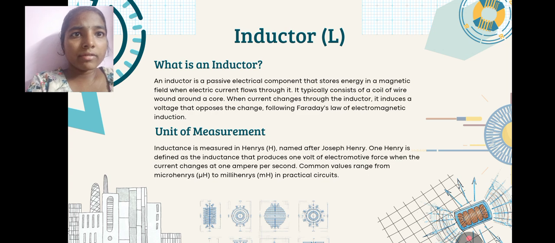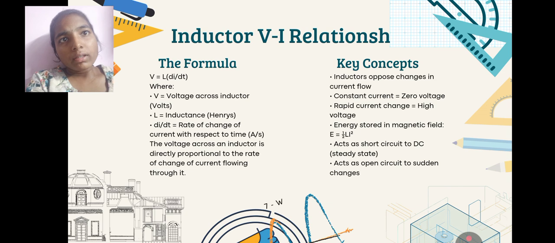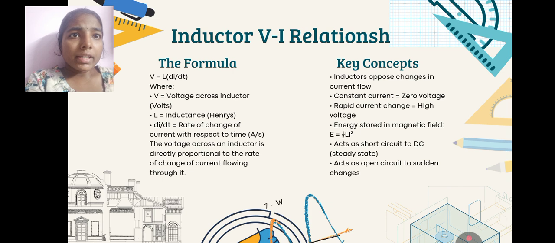1 Henry is defined as the inductance that produces 1 volt of electromotive force when the current changes at 1 ampere per second. Common values range from microhenries to millihenries in practical circuits. What is the VI relationship? The formula is V equals L into di by dt, where V is voltage across the inductor, L is inductance, and di by dt is the rate of change of current with respect to time. The voltage across an inductor is directly proportional to the rate of change of current flowing through it.